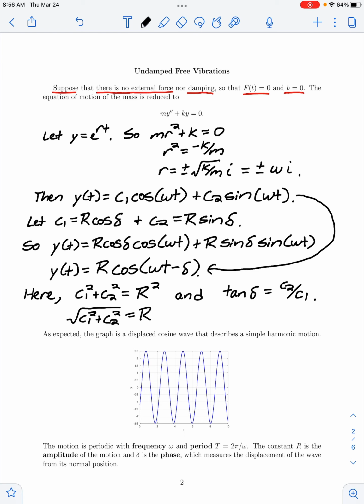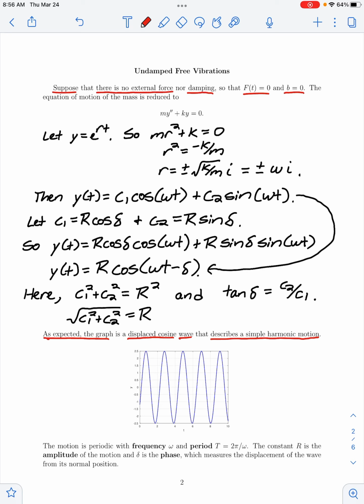So we see here, as we might expect, that our graph of this solution y of t is a displaced cosine wave that describes simple harmonic motion. As we might expect, if there's no external forcing of this mass spring system, and there's no damping or friction present, our mass will continue to oscillate, moving back and forth through its equilibrium position with a constant amplitude. So here we see a graph of such a cosine wave.